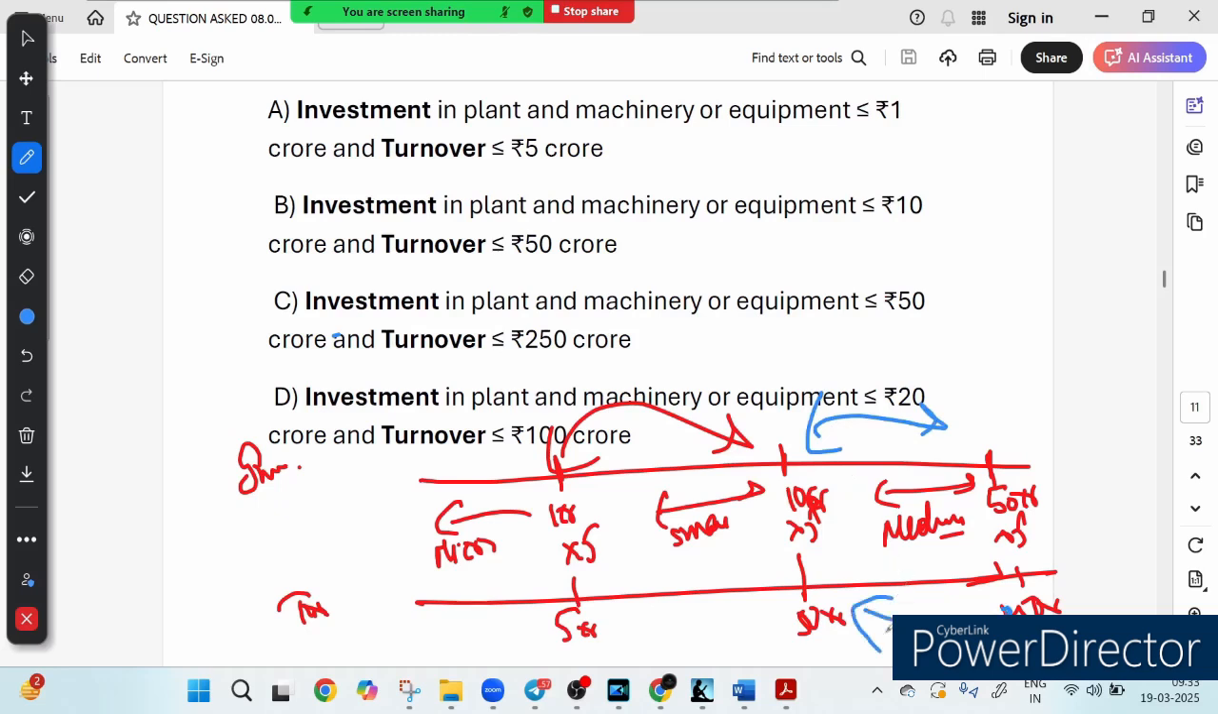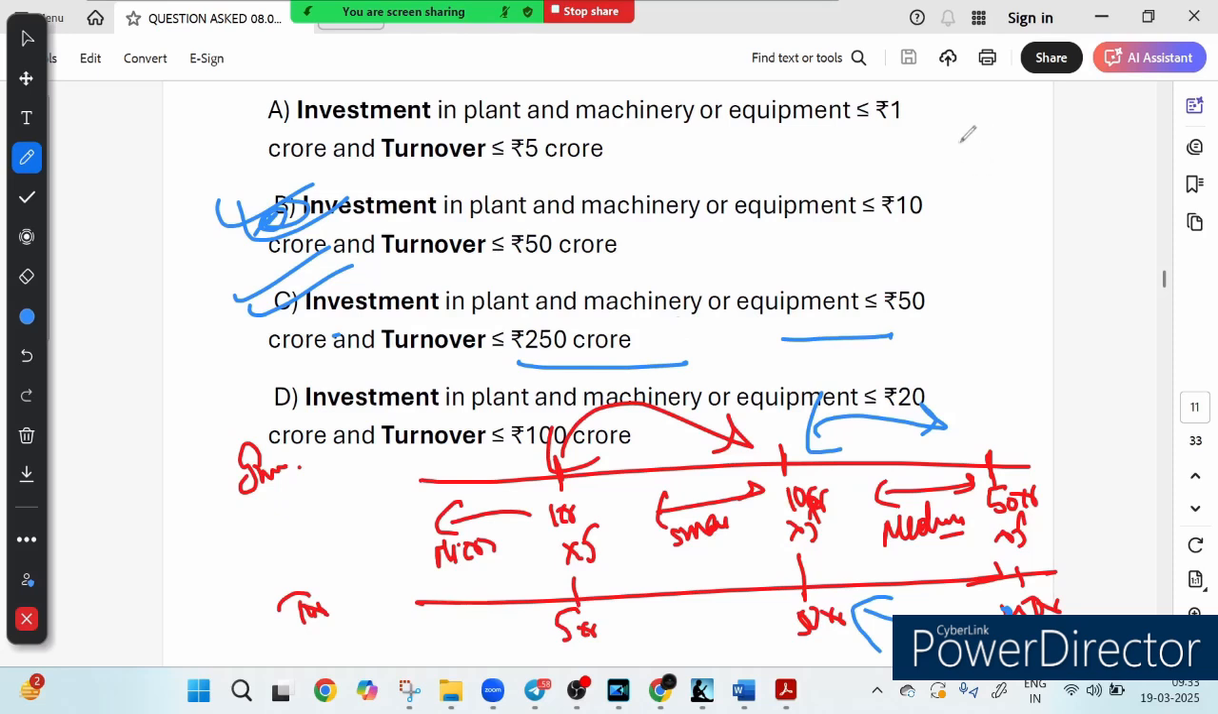So let's go through each and every option. Right? So which option is correct? Can you tell me? Yes, option B is correct. For medium we are talking about, right? No. It is not correct. I think option C is correct. Yes, option C, not B. Because investment less than 50 crore and turnover less than 250 crore. This is the correct answer.